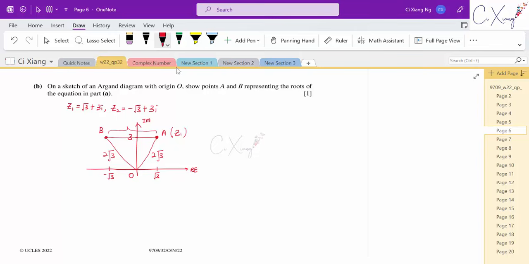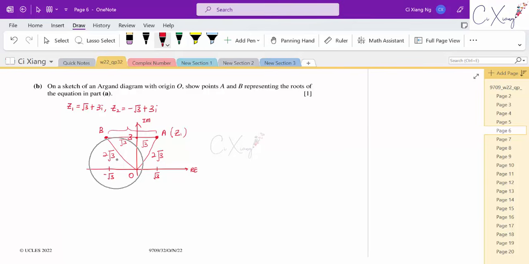To get the distance AB, since we know that they have the same height, at the same level, we are not going to consider the y coordinate. We will only consider the x coordinate. So from A to the y-axis here, it will be square root 3 units. And then from the y-axis to B is also another square root 3 units, right? So the length of AB will be square root 3 plus square root 3, which is 2 square root 3.